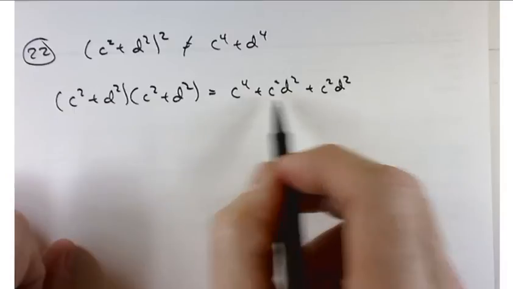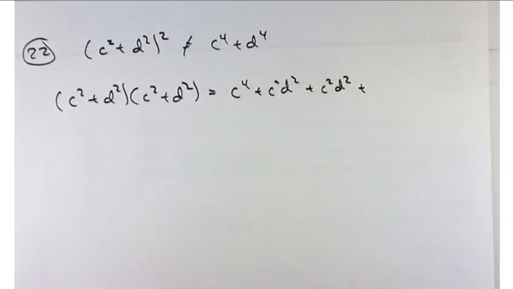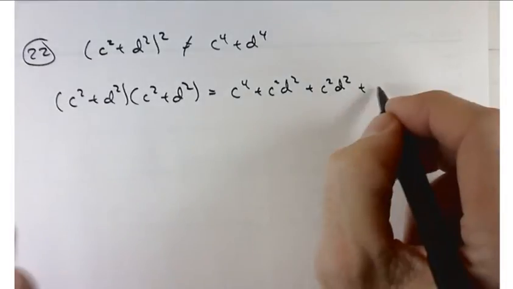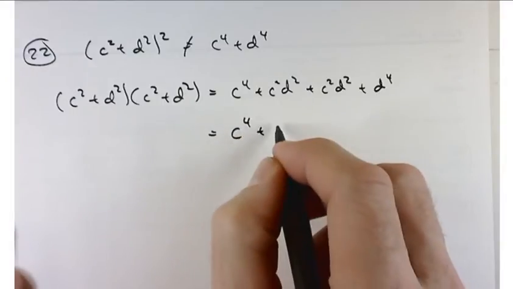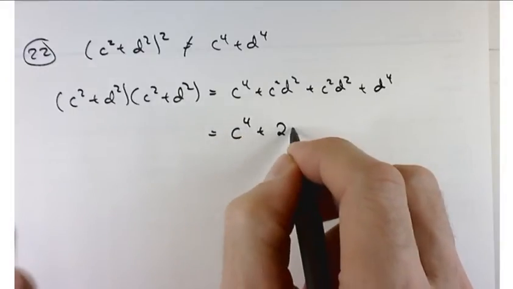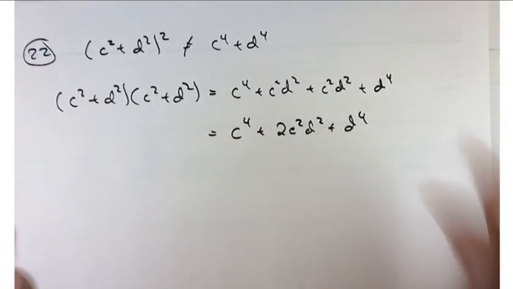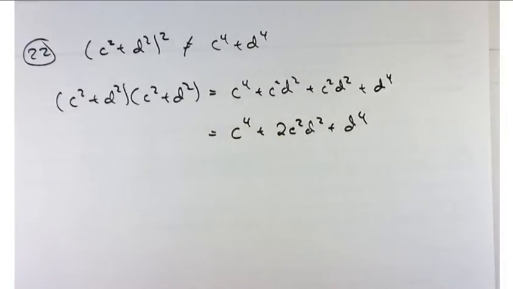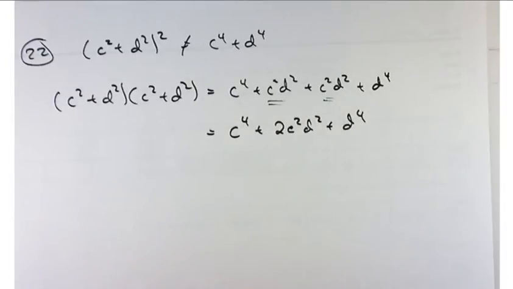Typically, you write these things in alphabetical order. How about the last terms? When I multiply those together, what would that give me? D to the fourth. So c to the fourth plus 2c squared d squared plus d to the fourth. So again, combining the like terms here and here. All right, so that's about it for squaring out the binomial.